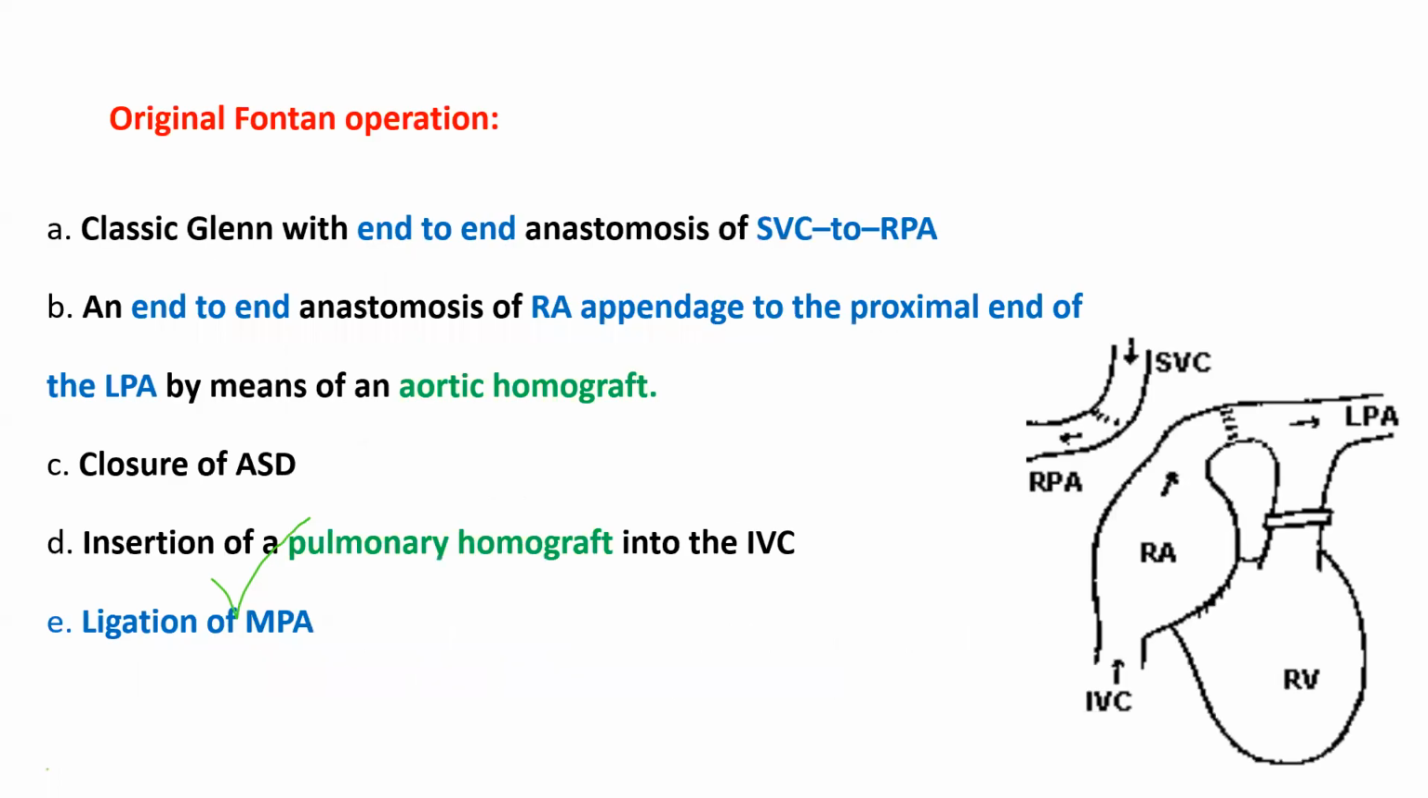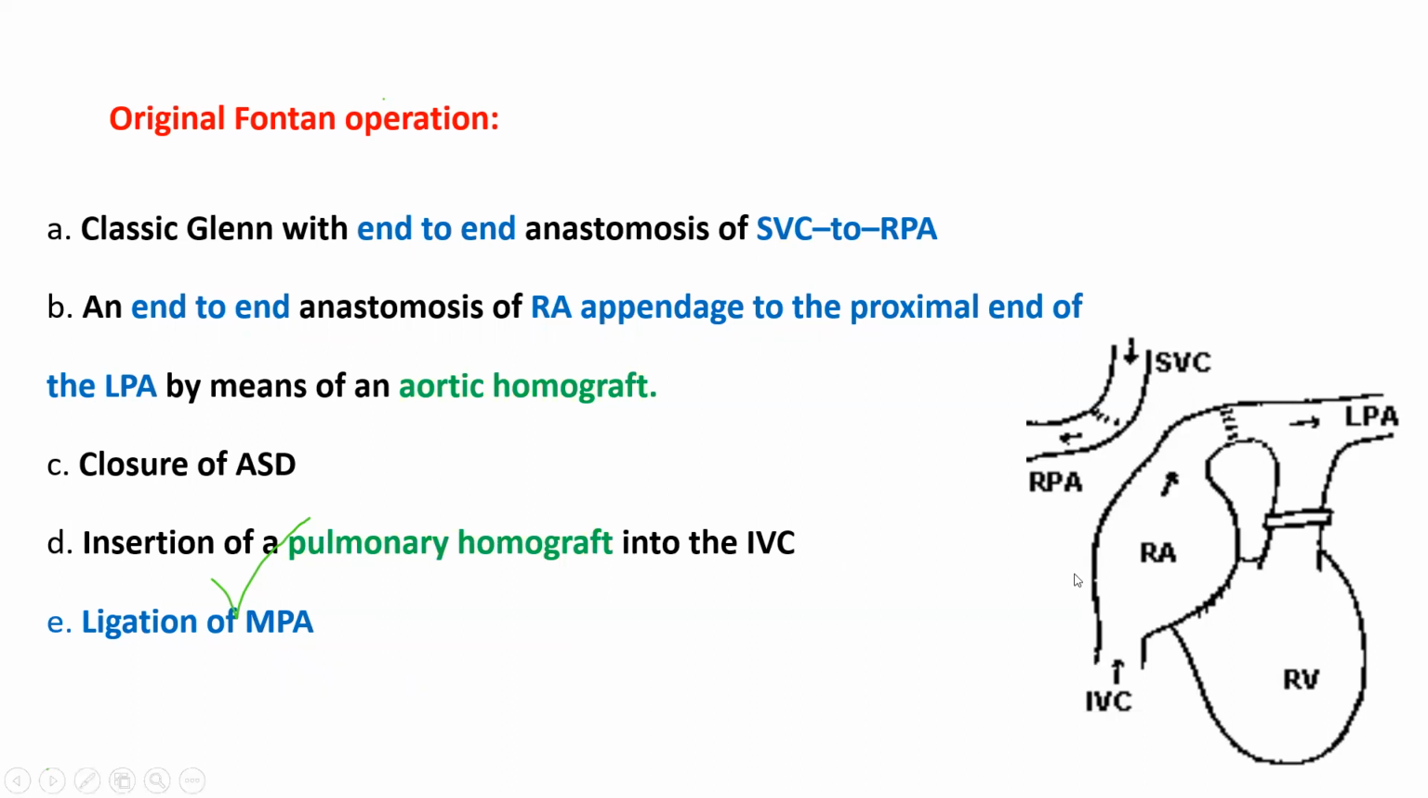So first, the original Fontan. We'll see how modifications are done in the Fontan operation. The first one is the original Fontan. This is done by a classic Glenn with end-to-end anastomosis of SVC to the RPA, then end-to-end anastomosis of the RA appendage to the proximal end of the LPA by means of an aortic homograft.